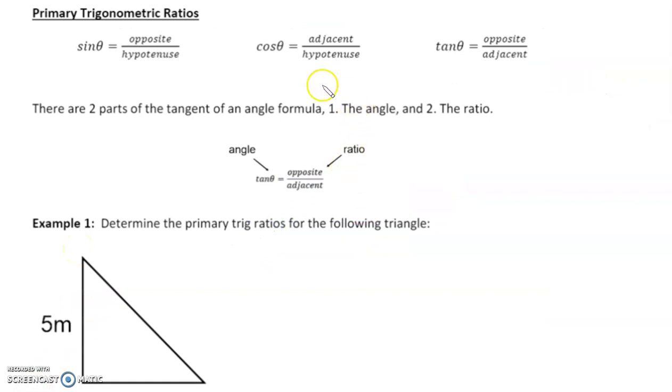Okay, so we have 3 primary trigonometric ratios. So we have sine theta equals opposite over hypotenuse. That's where we get SOH from. Cos theta equals adjacent over hypotenuse. That's where we get CAH from. And tan theta equals opposite over adjacent. That's where we get TOA from. And there's 2 parts of this formula. Okay, the 2 parts are the actual angle part and then the ratio. And when you think of ratio, think of a fraction.